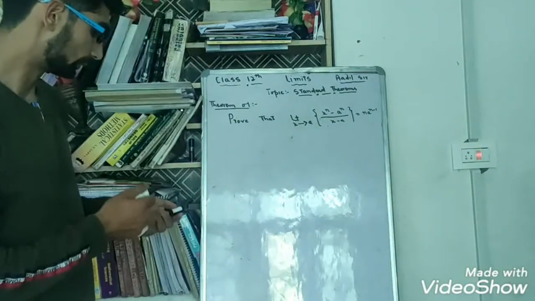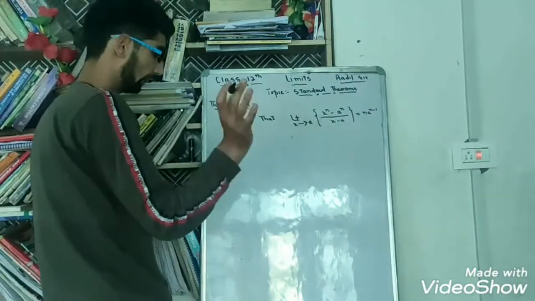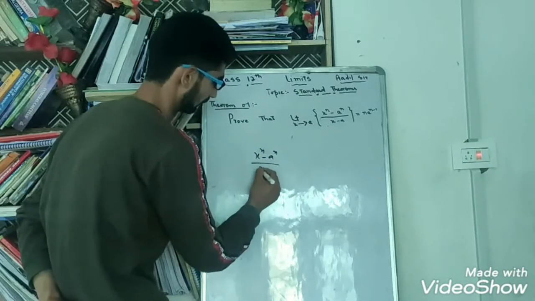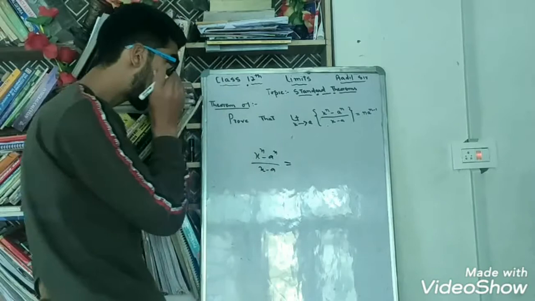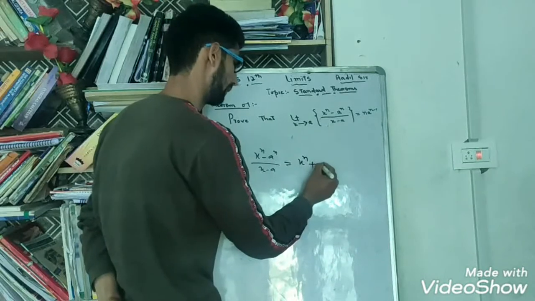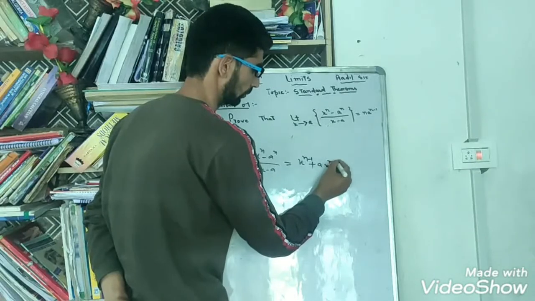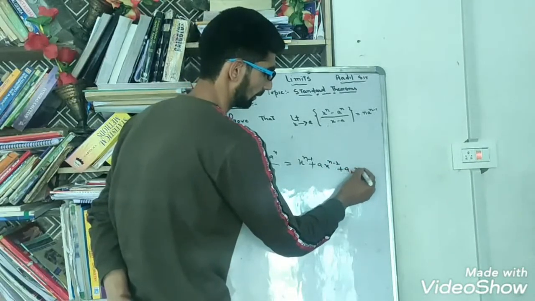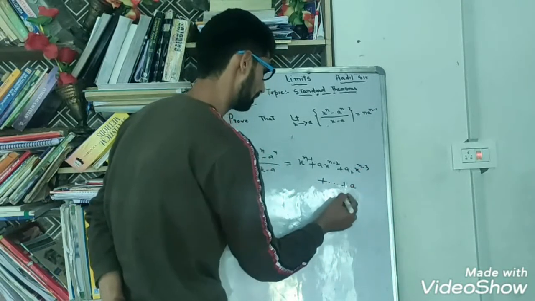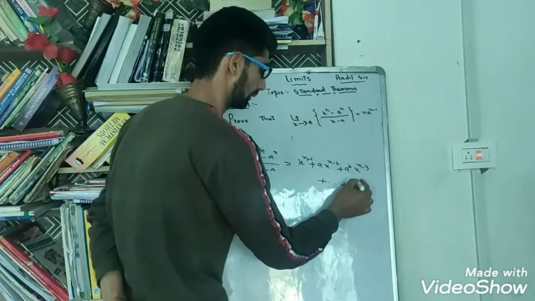Now beta, before going to the proof beta, I have already given you beta the expansion of this x raised power n minus a raised power n divided by x minus a, which is equal to beta x power n minus 1 plus a x power n minus 2 plus a squared x power n minus 3 plus so on plus a power n minus 1.